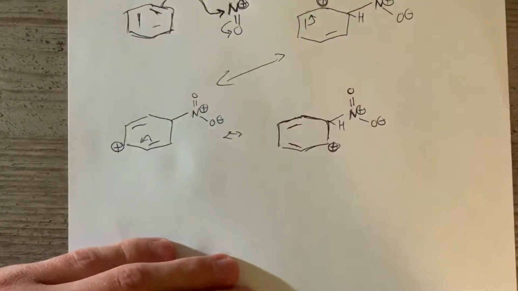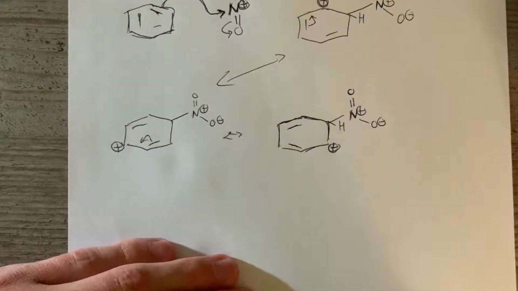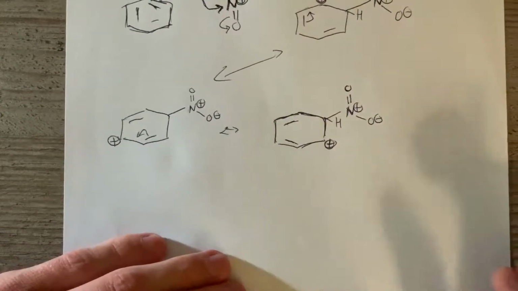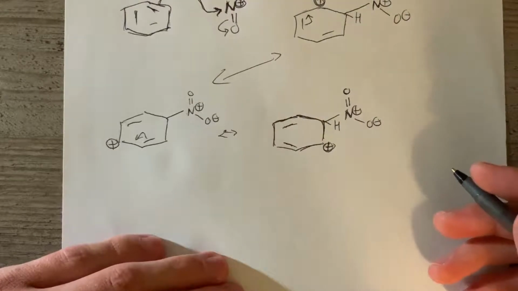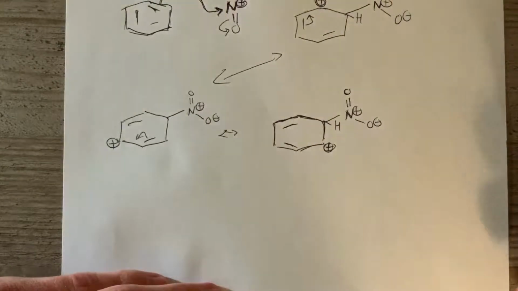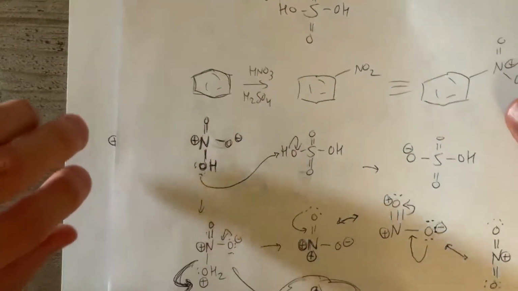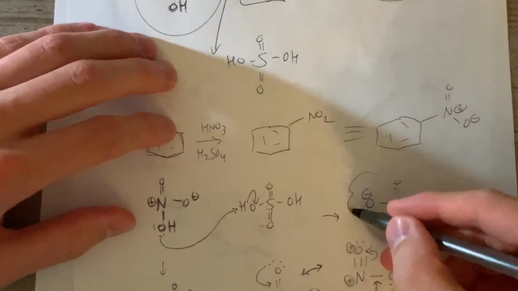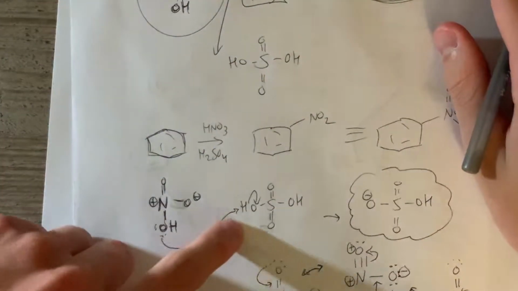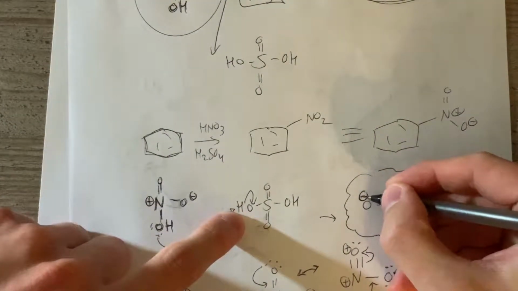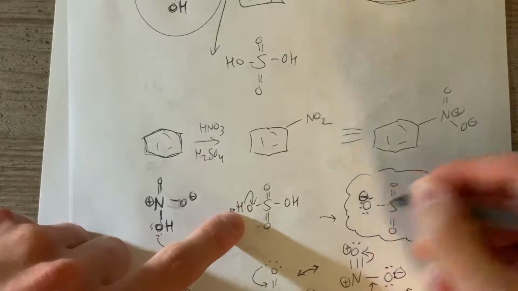Anyway, it's time to deprotonate, I suppose. So let's look at how we are going to deprotonate in order to get our final product. Well, we've got two choices. If you remember, we actually made this thing when we deprotonated from the sulfuric acid. So we've actually got this minus charge, which can act as a base.